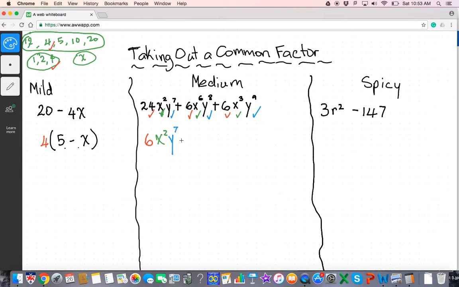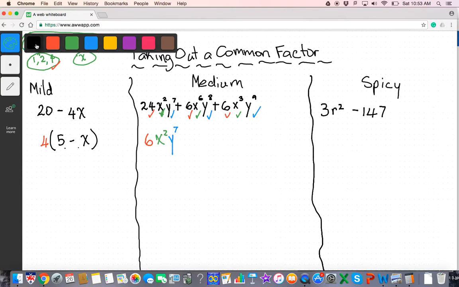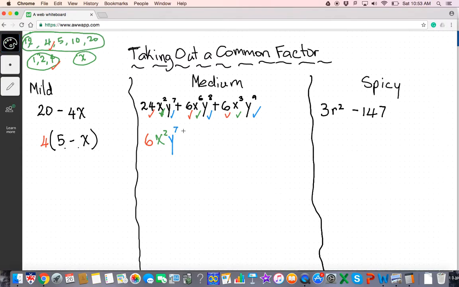Because y to the 7th can go into all of the others. All right, now that you have the greatest common factor taken out, now we are ready to divide everything by the greatest common factor. And so when you're approaching this, you want to do the numbers with the numbers, the x's with the x's, and the y's with the y's.